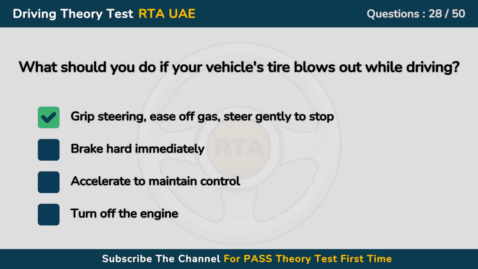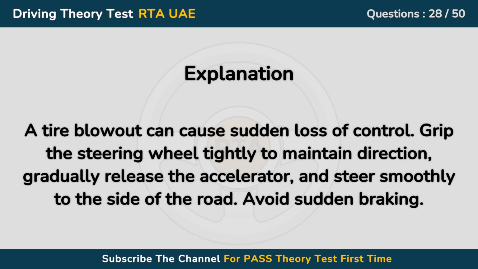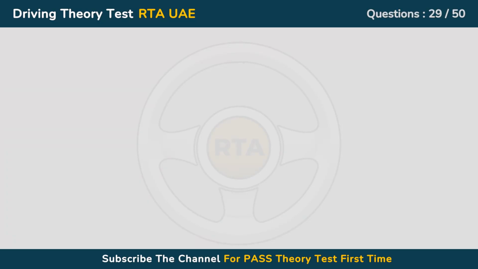Answer is A. Grip steering, ease off gas, steer gently to stop. A tire blowout can cause sudden loss of control. Grip the steering wheel tightly to maintain direction, gradually release the accelerator, and steer smoothly to the side of the road. Avoid sudden braking.